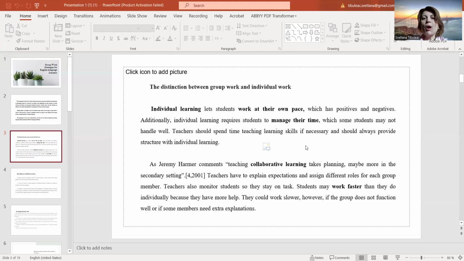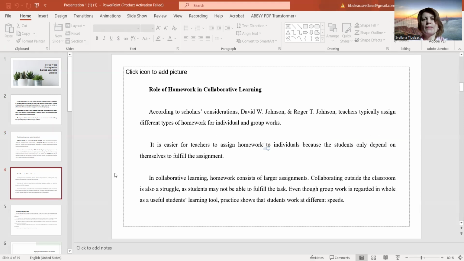As Jeremy Harmer comments, teaching collaborative learning takes planning, maybe more in the secondary setting. Teachers have to explain expectations and assign different roles for each group member. Teachers also monitor students so they stay on task. Students may work faster than they do individually because they have more help and assistance. They could work slower, however, if the group does not function well or if some members need extra explanation.